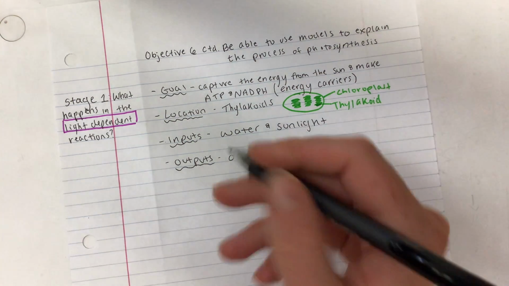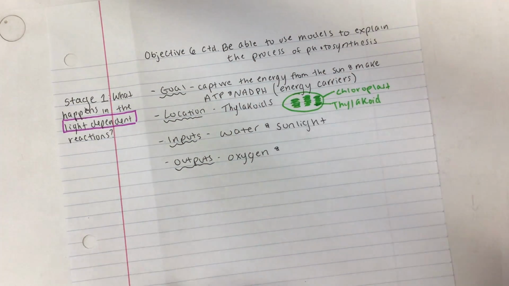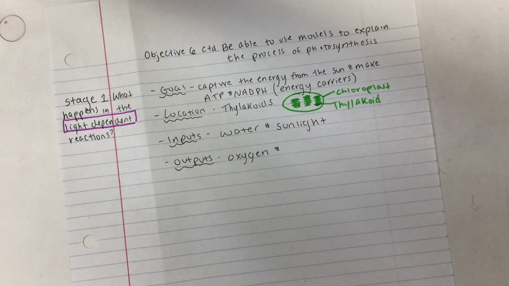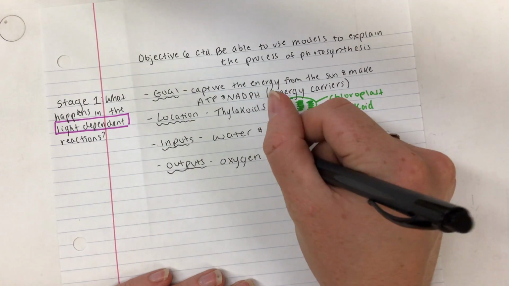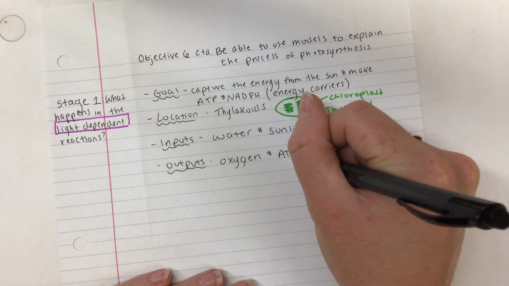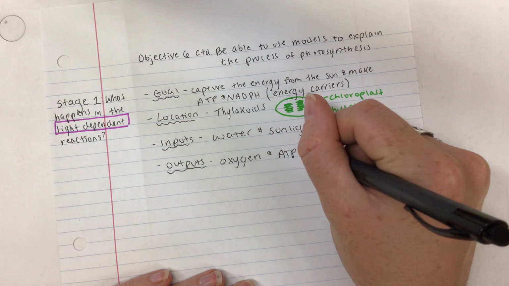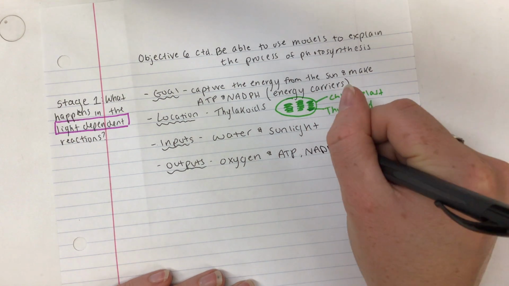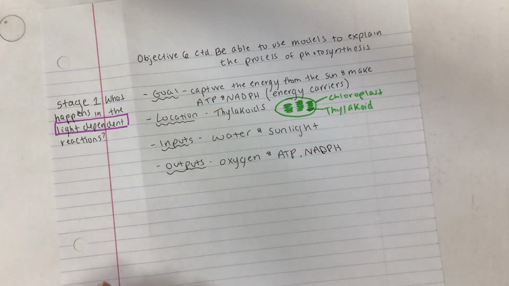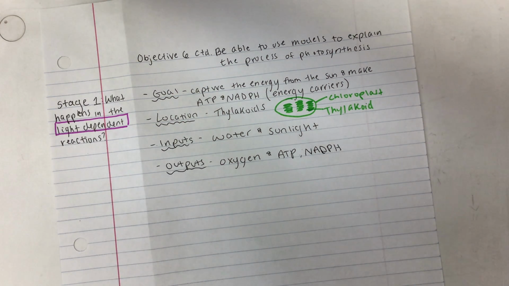But we're also going to have two things produced. These are not the main products of photosynthesis. Why? Well, they're going to be used up in stage 2. So these are like temporary outputs that are made here. And that is the ATP and the NADPH. Our energy carriers are produced here. Okay, so they're not just existing. They have to take that light's energy and carry it over. So they're going to be made here.